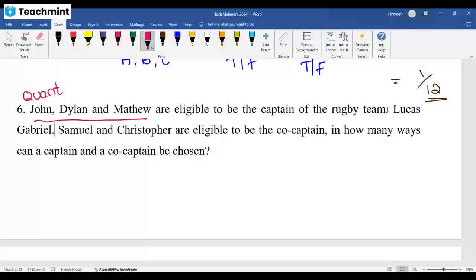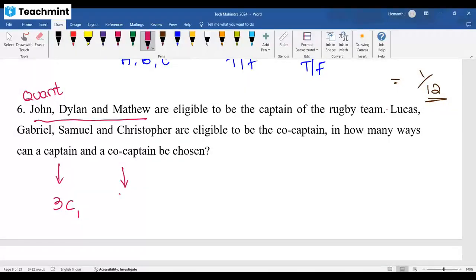How many ways to select the captain? 3 ways, among John, Dylan, and Matthew, 1 person, 3C1. Co-captain, among these 4 people, 1 person, 4C1 means 4 ways. Because of multiplication, this is 3 into 4, 12 ways. That's it. So I have 3 chances for captain, 4 chances to select a co-captain. Consider that Lucas and Gabriel are different names.